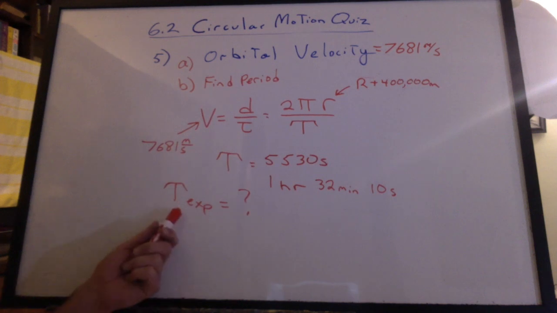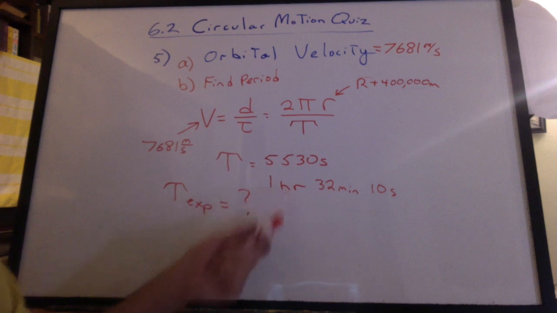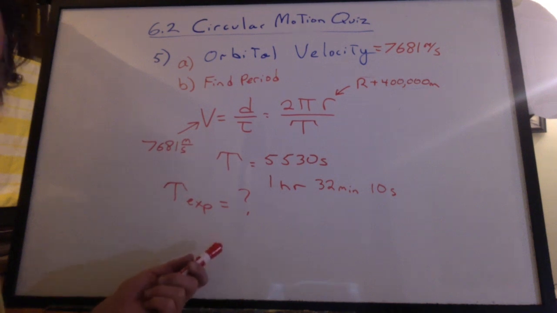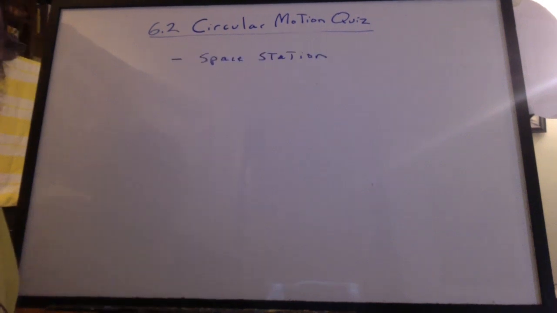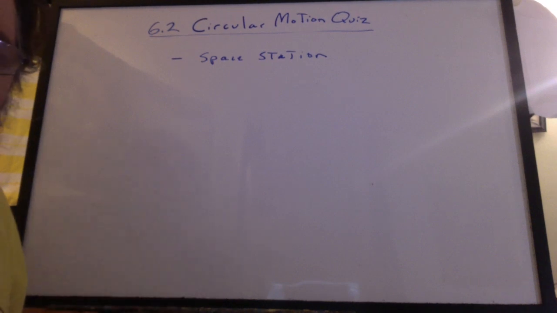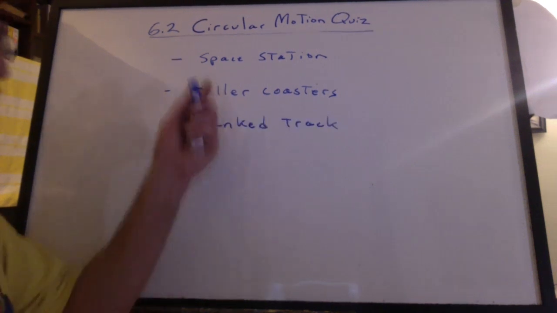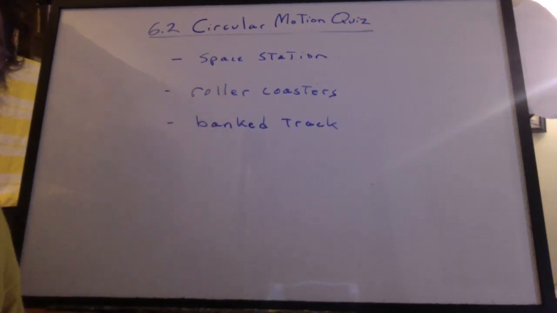Could we get a period experimental for this? Sure. If we waited an hour and a half, we should see the satellite again. But it won't be in the same place because the Earth will have rotated a little over 20 degrees. Lots of applications for all of this stuff. We have space station problems with artificial gravity, roller coasters, bank track problems. All of this stuff comes from the same problems that we've been doing.